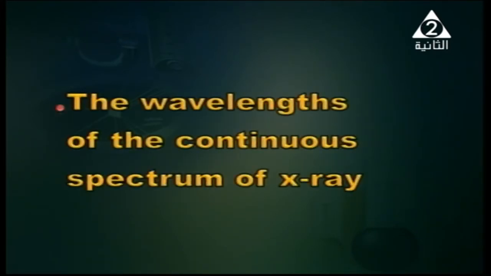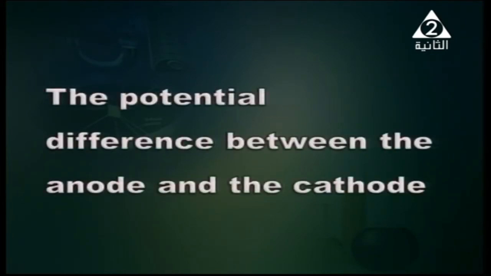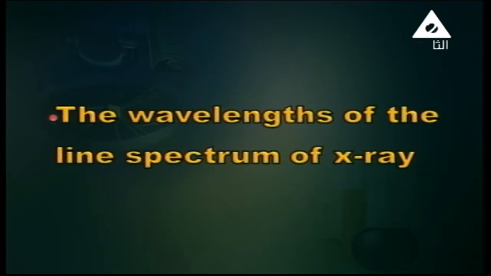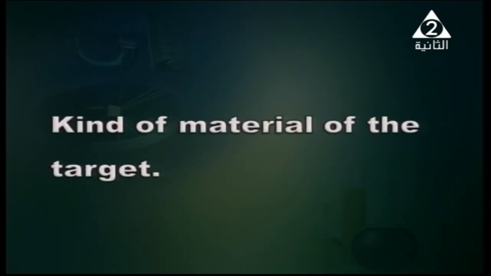And we want one factor that affects the wavelengths of the continuous spectrum of X-rays. Of course, the potential difference between the anode and cathode. And one factor that determines the energy of the photons emitted from the Coolidge tube. Also it is the potential difference between the anode and the cathode. And one factor that affects the wavelengths of the line spectrum of X-rays. It depends only on the kind of material of the target.